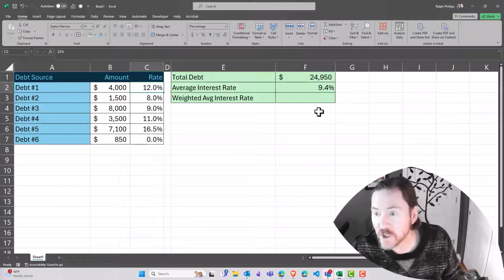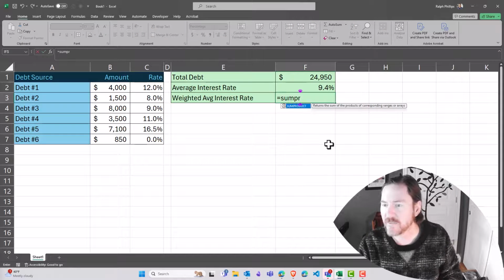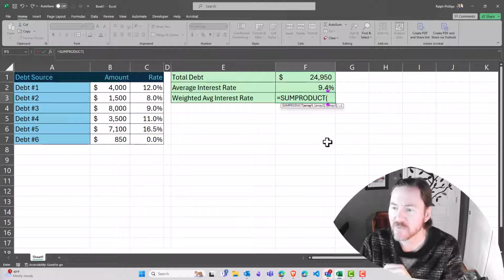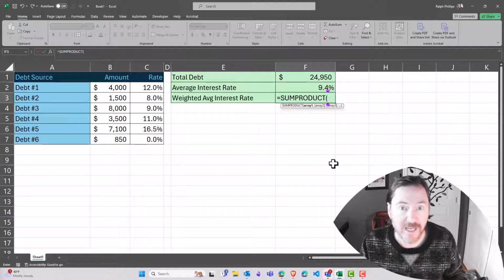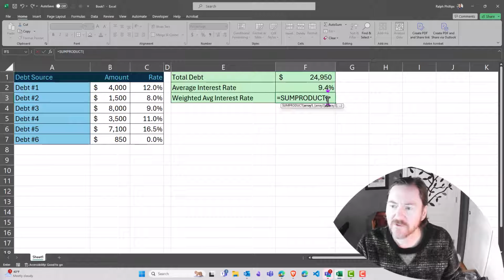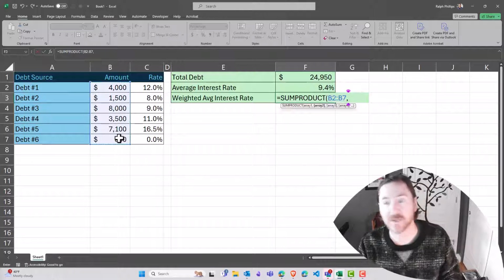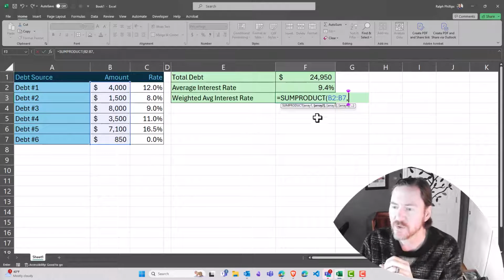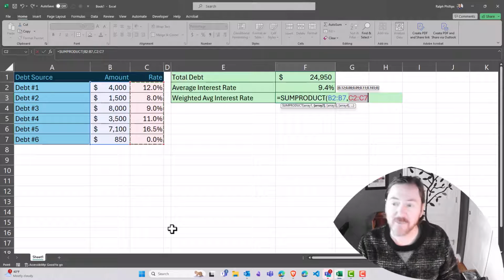But we can use a couple functions in Excel to make our life pretty easy. I'm gonna start off with equals SUMPRODUCT. Now, when you use SUMPRODUCT, it'll multiply a series of numbers together. And if these numbers are in two arrays, similar sized arrays, perfect, it's gonna work great for us. So the first array we wanna select are all of our debt amounts. And that's gonna put the range for me B2 to B7. And I'm gonna press my comma key in order to put in my second array, and that's gonna be all of the various interest rates, okay? Now I'm done with this part, SUMPRODUCT.